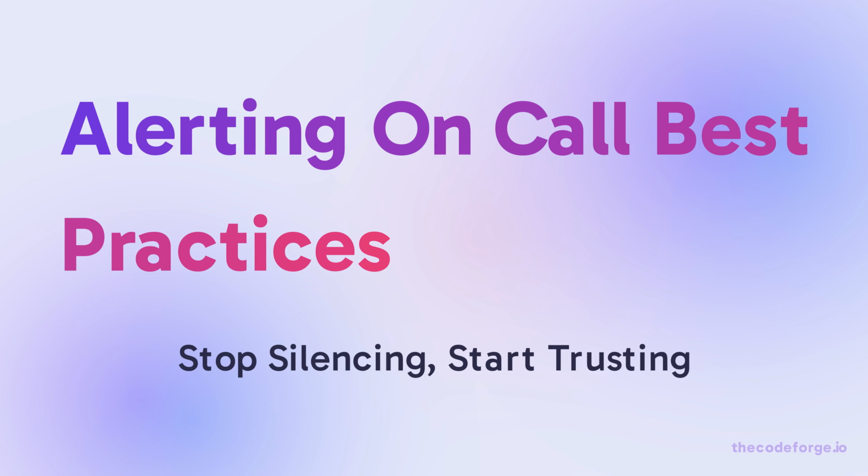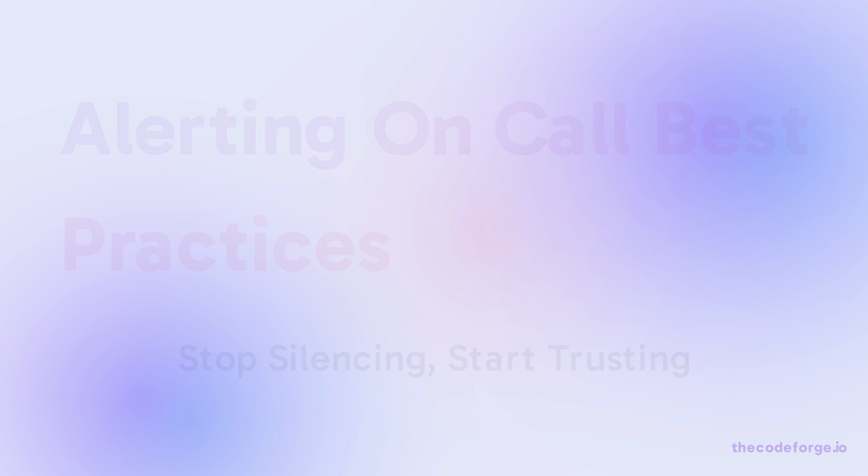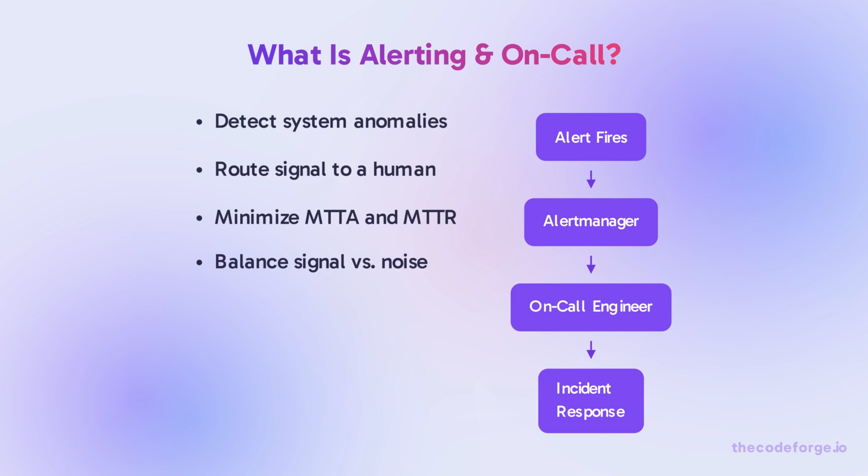Before we dig into that production issue, let's cover alerting on-call best practices. Alerting and on-call is the practice of detecting when your production systems are in trouble and routing that signal to a human who can fix it. The core challenge is engineering the signal-to-noise ratio so that every page matters.